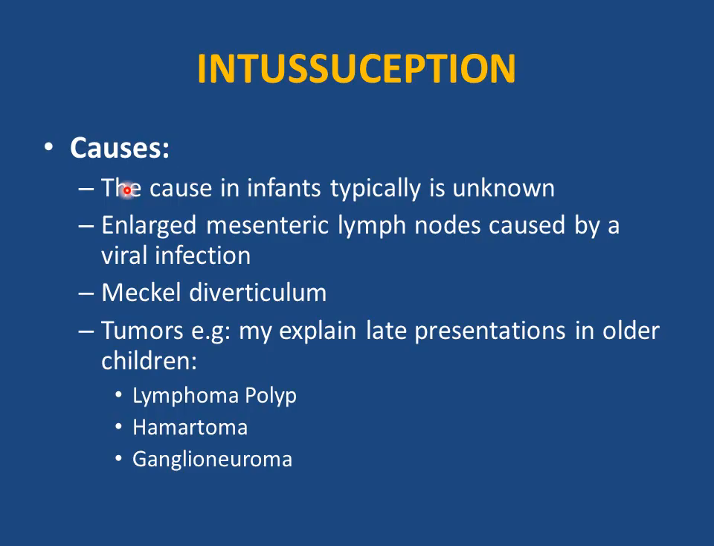Causes of intussusception. The cause in infants is typically unknown. Also, enlarged mesenteric lymph nodes caused by viral infection like gastroenteritis can be a cause of intussusception. Meckel diverticulum. Tumors also may explain the late presentation in older children, like lymphoma or polyp, hematoma, ganglioneuroma, duplication cyst, foreign body, hemangioma, sutures, or staple line along an anastomosis.